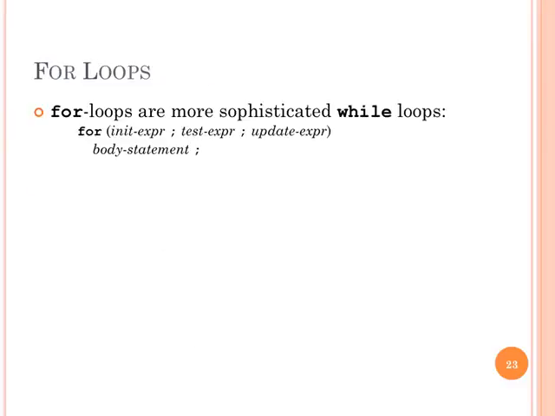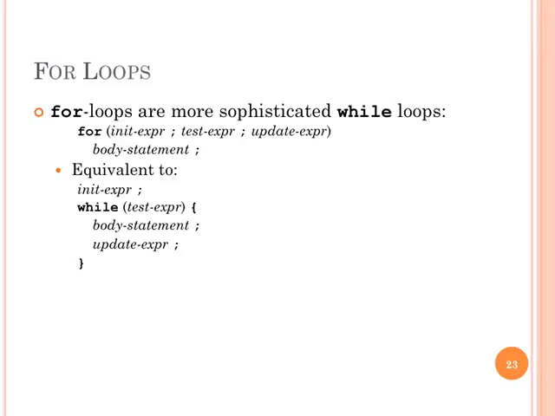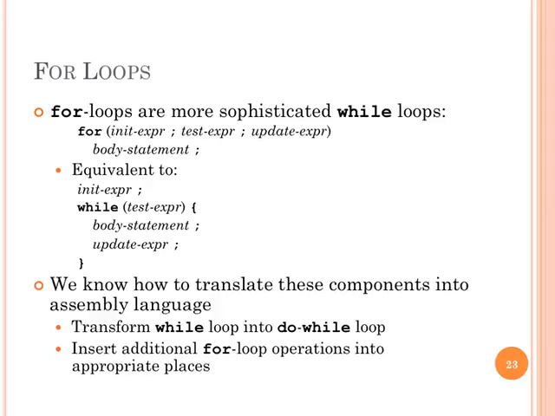Okay. For loops, so those are more sophisticated while loops. Notice we have initialization, a test, and an update. So that is equivalent to this translation, with obvious scoping issues aside. So initialization, then a while loop with the test expression, and then body statement followed by the update expression. Okay? And we know how to do all of these things. Like it says here, we transform our while into a do while.